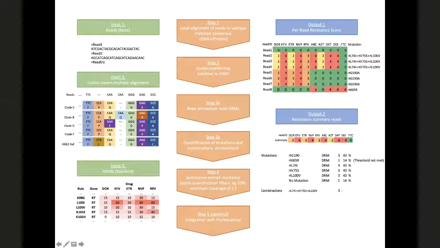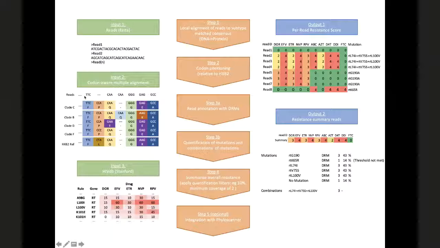A more detailed description of how DRM-seq works is shown in this slide. So the three inputs that you need to give it are the reads, which are cleaned first of all by Filoscanner to remove contaminations and trimmed, etc., using Shiver. You then give it a codon-aware multiple alignment, and such curated alignments exist in the Los Alamos database. So here I've given an example of clade B, D, C, B, D, and F. And your HXB2 reference needs to be in there as well.